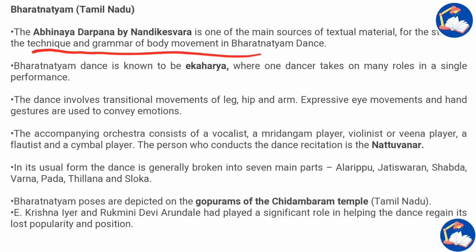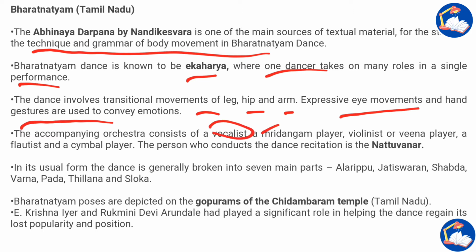Bharatanatyam dance is known as Ekaharya, where one dancer takes on many roles in a single performance. The dance involves transitional movements of leg, hip, and arm. Expressive eye movements and hand gestures are used to convey emotions. The accompanying orchestra consists of a vocalist, mridangam player, violinist or veena player, a flutist, and a cymbal player. The person who conducts the dance recitation is called Nattuvanar.